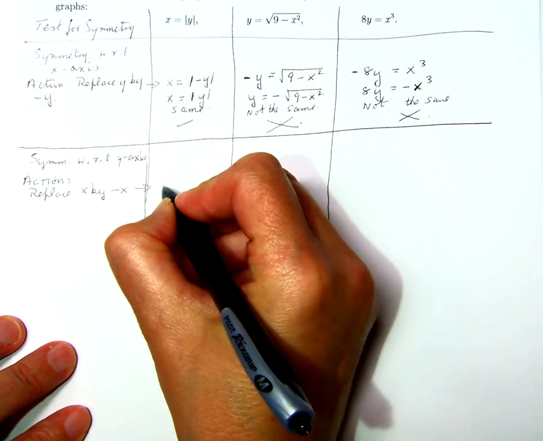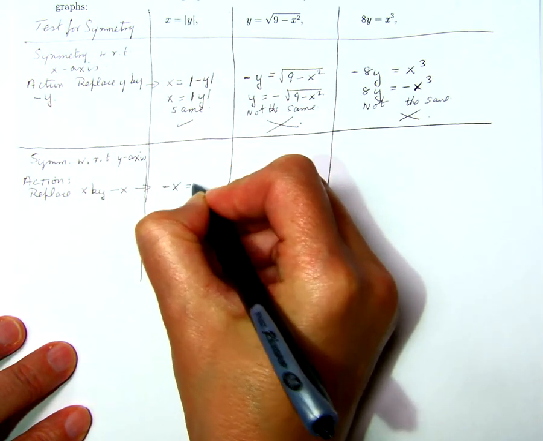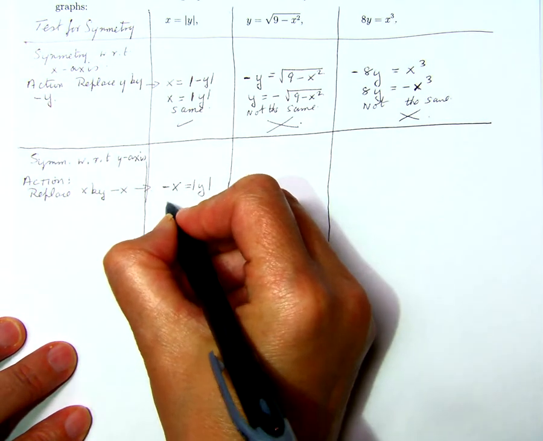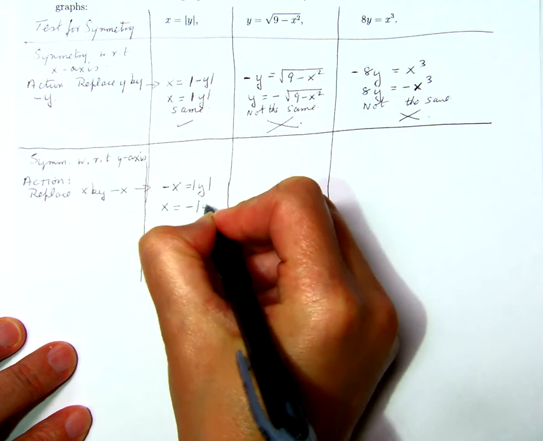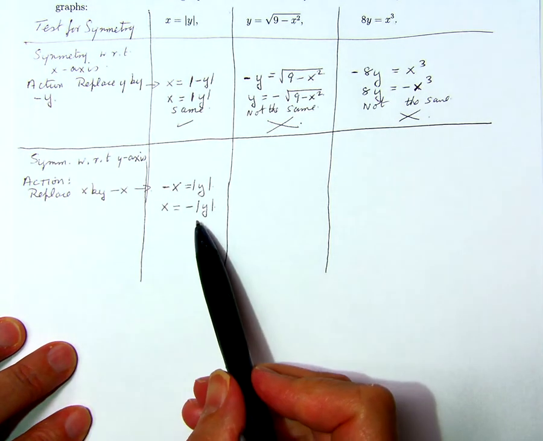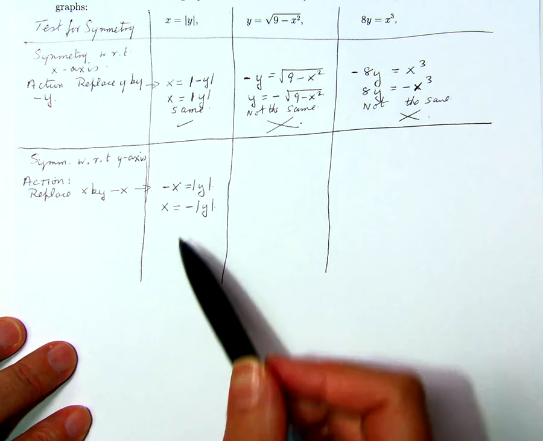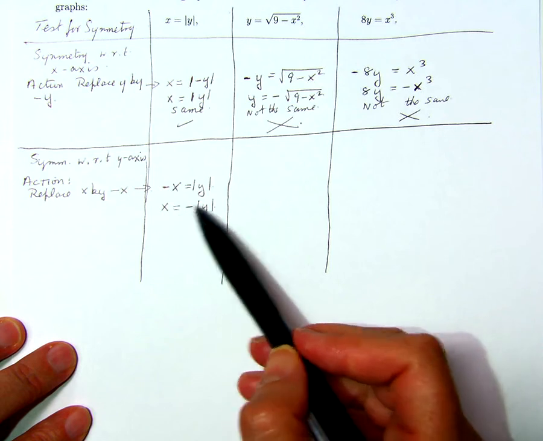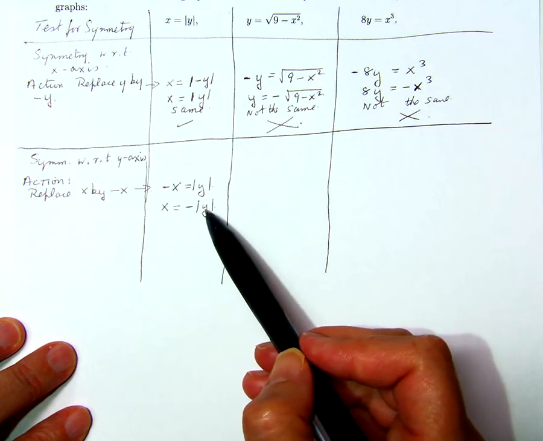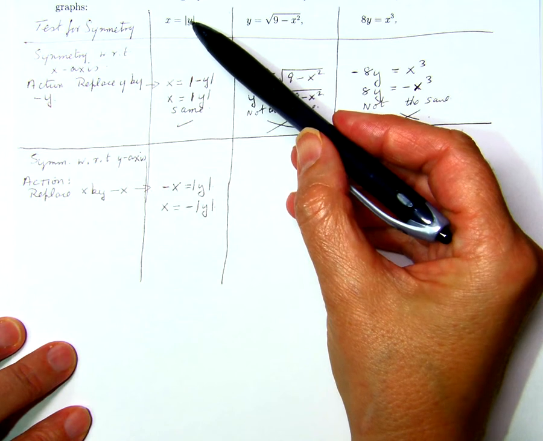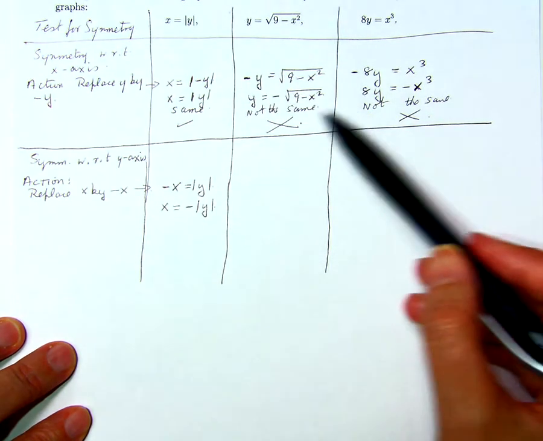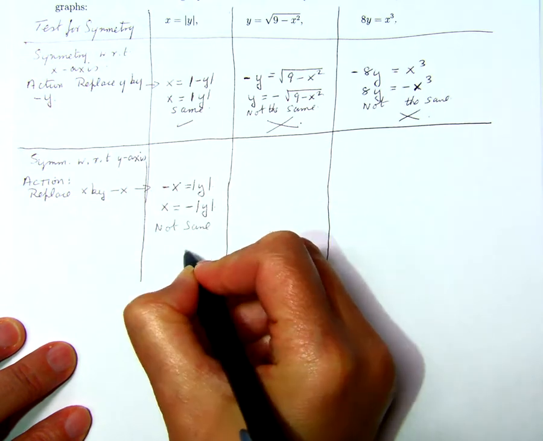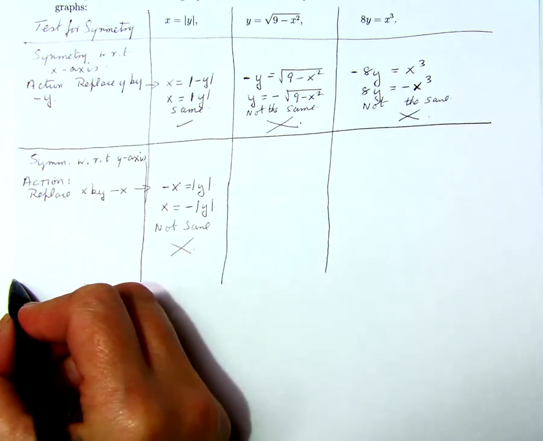What happens if I replace x by negative x in this first equation? I get negative x equals the absolute value of y, x equals negative the absolute value of y. Now this is not the same equation. This is not the same as saying that x equals the absolute value of negative y. This means x is the negative quantity of what it is in the previous equation. So for the same reasons as I gave here, this is not the same equation, and I cannot conclude symmetry with respect to the y-axis here.